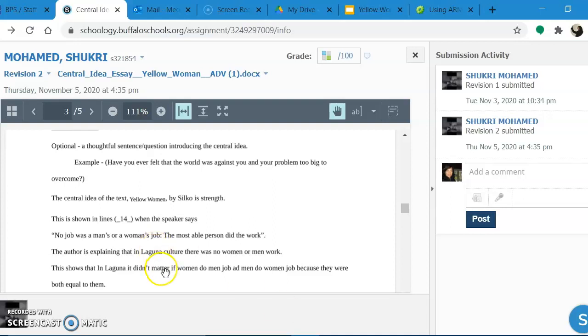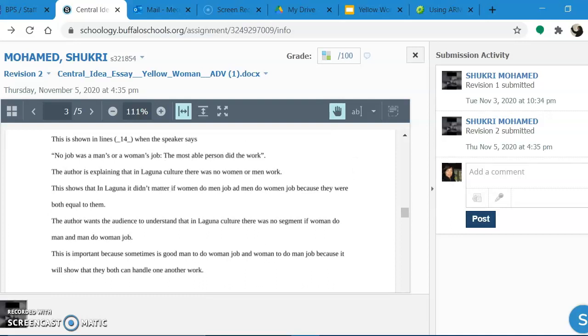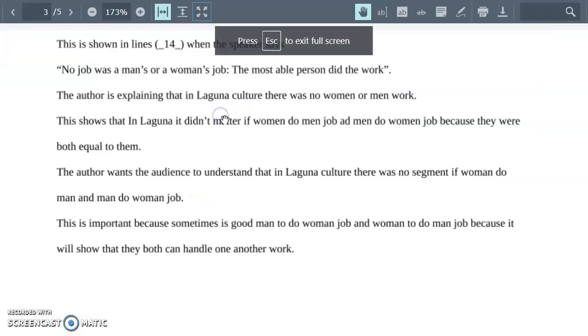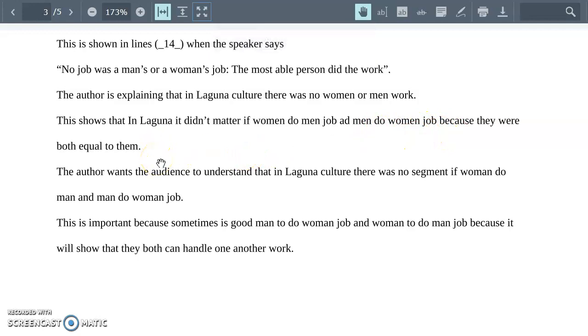The author is explaining that in Laguna culture, there was no woman or men's work. This shows that in Laguna, it didn't matter if a woman do men's job and men do women's job because they were both equal to them. The author wants the audience to understand that in Laguna culture, there was no segment if a woman do man and man do woman's job. This is important because sometimes it's good man to do woman's job and woman to do man's job because it will show that they can both handle one another work.